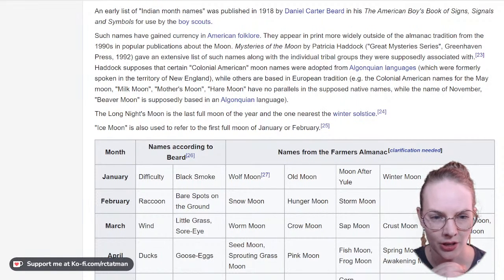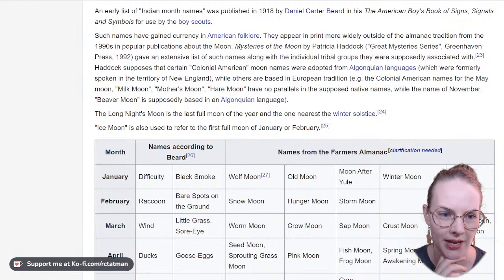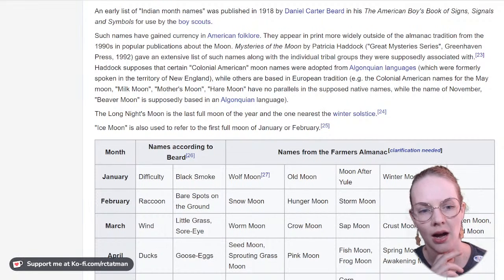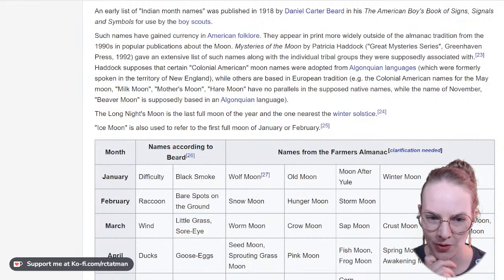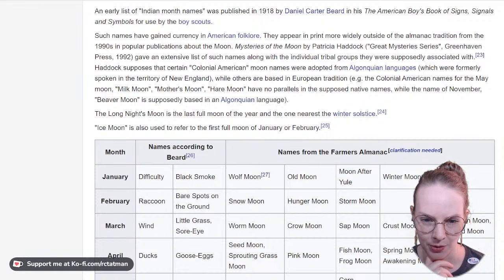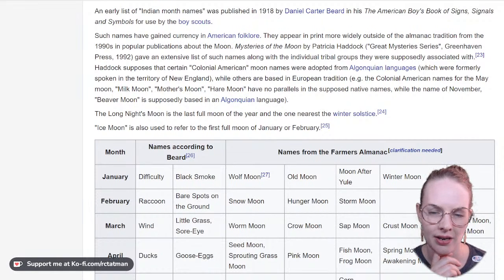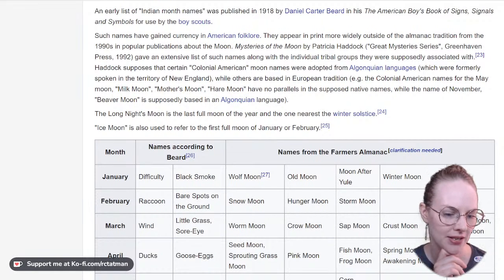Haddock supposes that certain colonial American moon names were derived from Algonquin languages, which were formerly spoken in the territory of New England, while others are based in the European tradition. For example, Milk Moon, Mother Moon, and Hare Moon have no parallels in supposed native names, while the name of November, Beaver Moon, is supposedly based on the Algonquin languages.